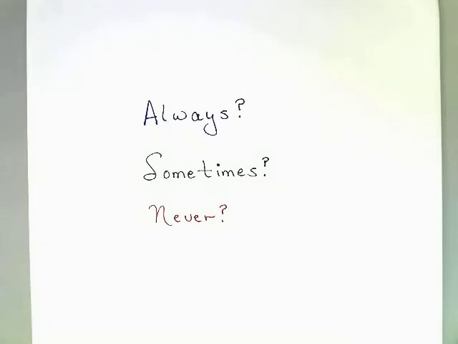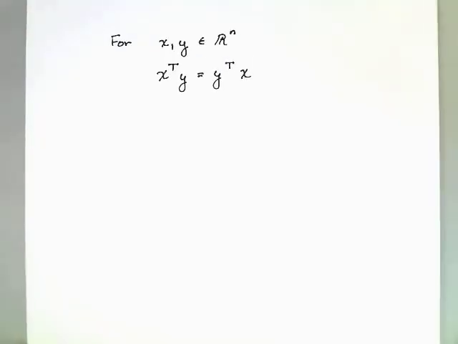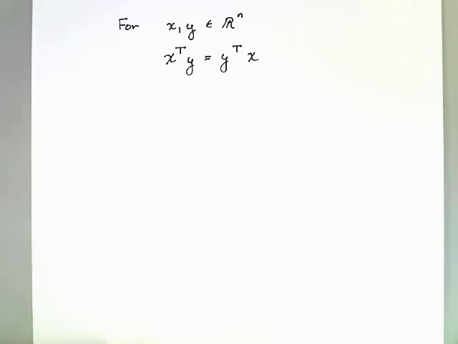Always, sometimes, never. Now we want to look at whether two vectors in Rn, in other words, two vectors of length n, if we look at the dot product, x transpose times y, or the dot product of x with y, is equal to the dot product of y with x. In other words, we're asking, is it true that the dot product is commutative? And the answer is yes, it is. This is always true.